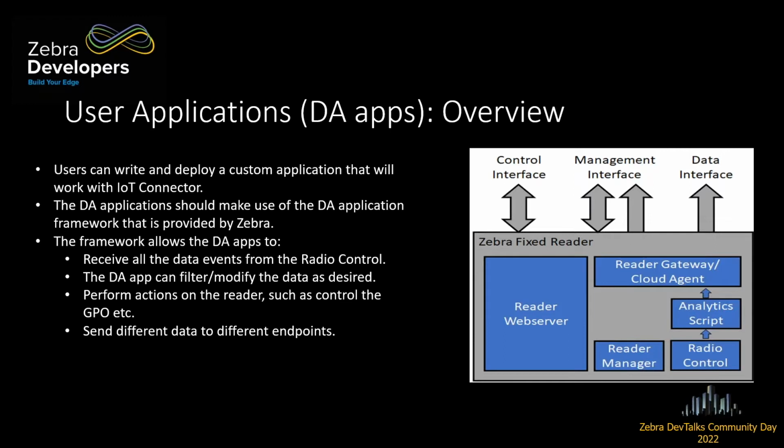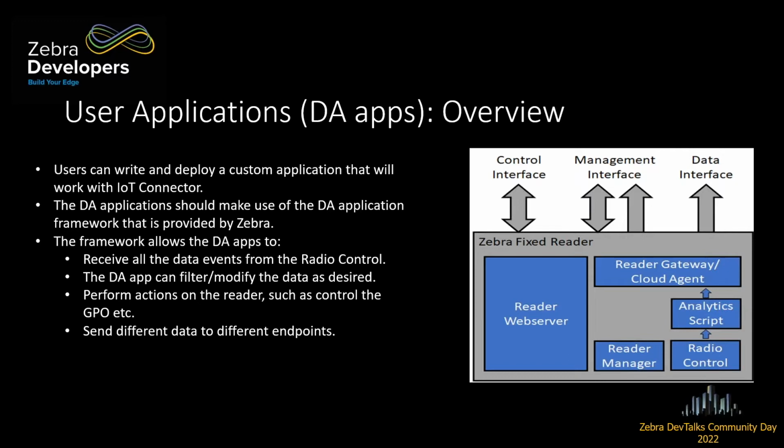It doesn't need to worry about things like what happens if the data connection is lost, because the reader gateway is then going to batch and retain that data and send it over when the connection is restored. So all the goodies of the reader gateway that are otherwise available are still available when the analytics script is running. And the analytics script is solely responsible for processing the data the way you want to. That's one thing the analytics script can do.